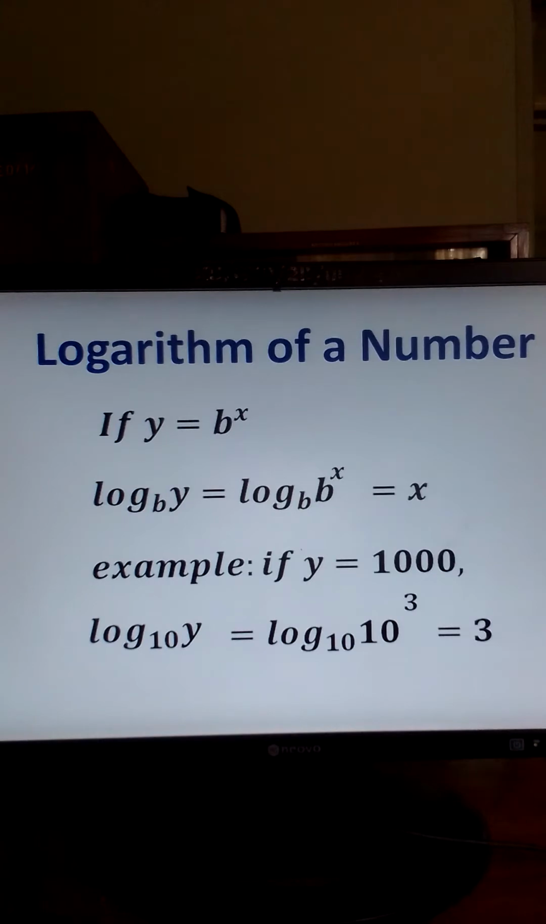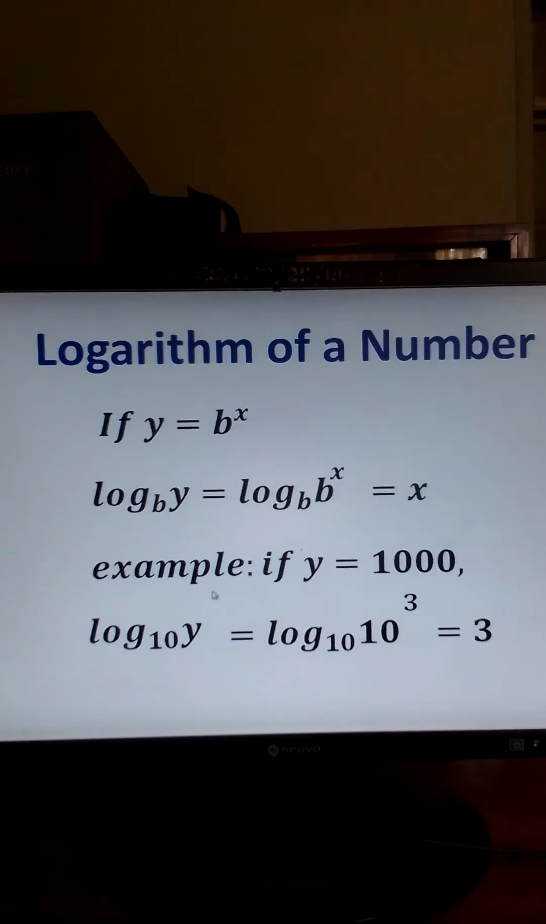If y is equal to b raised to x, the logarithm of y to base b is equal to the logarithm of b raised to x to base b, which is equal to x, because that power x you multiply by the logarithm of b to base b. X times the logarithm of b to base b. And the logarithm of a number to the base of that number is equal to 1. So that is x times 1. The log of b to base b becomes 1. So we have x as the answer.